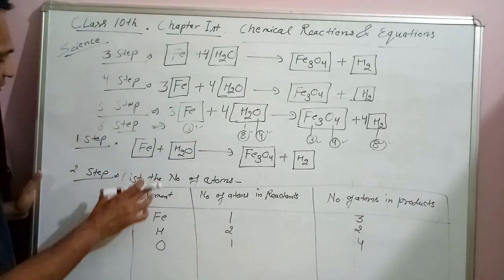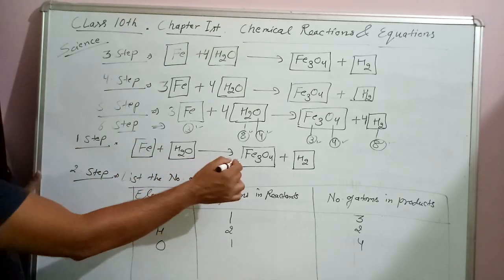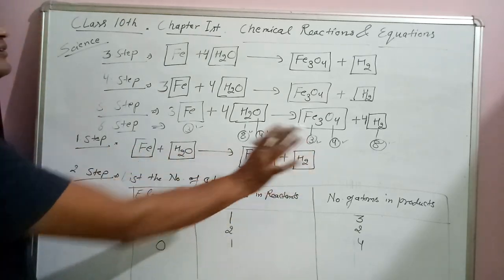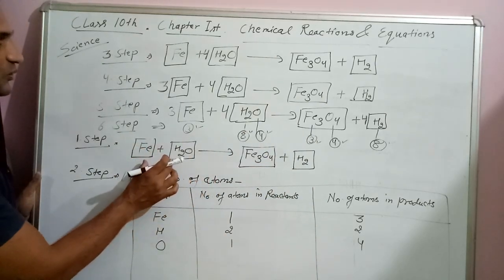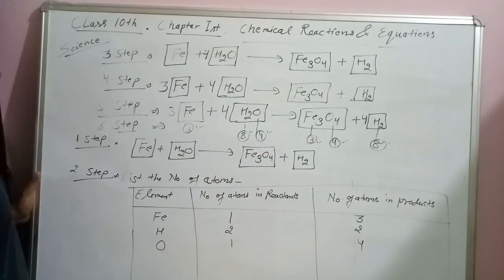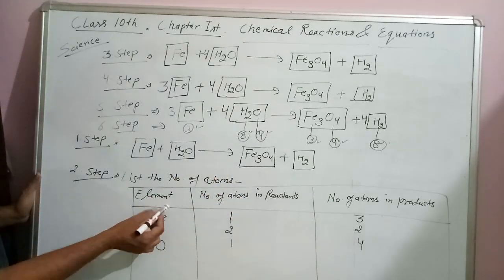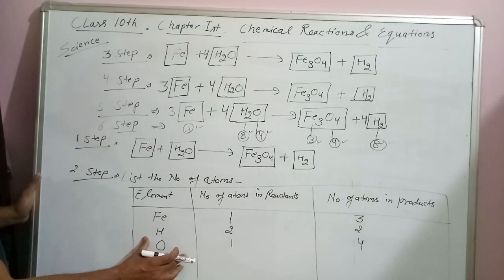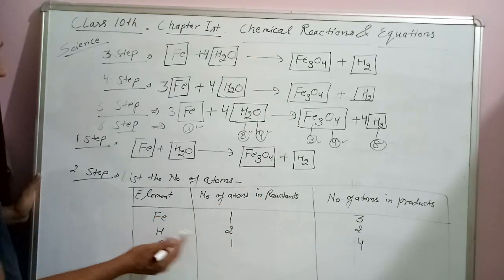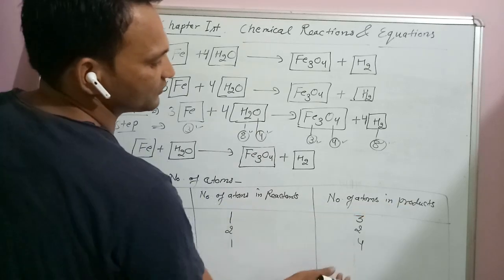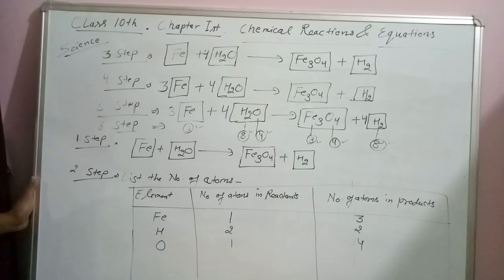We discuss further. In the first step, write the boxes on the reactant and product side for each molecular formula of the substance. In the second step, list the number of atoms. Write the elements in a table, with the number of atoms present in the reactants and the number of atoms present in the products of these elements written in the boxes.